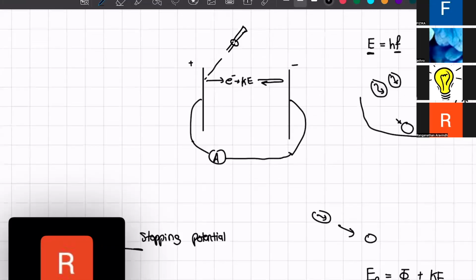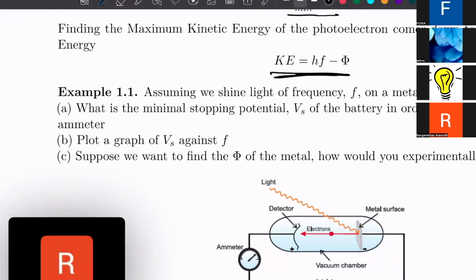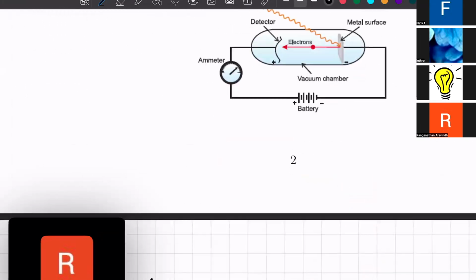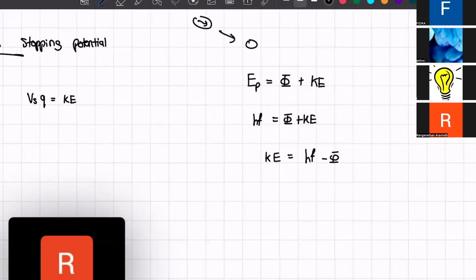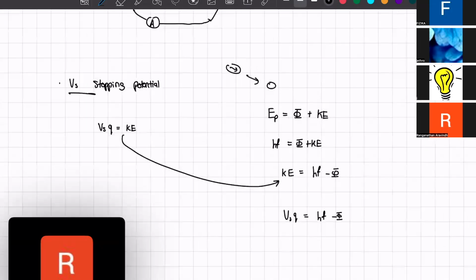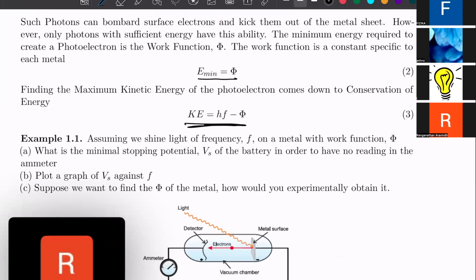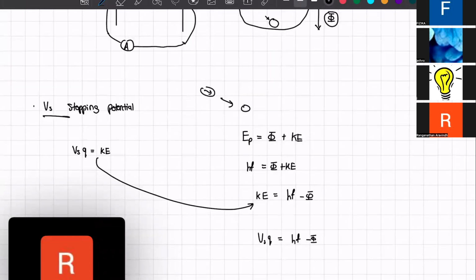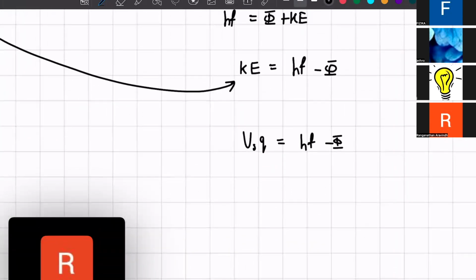So then, let's go back to this question. If they ask to plot a graph of Vs against f, we can link this here and say that Vs q equals hf minus phi, and this is basically a linear relationship, Vs against f. And this kind of makes sense, right?